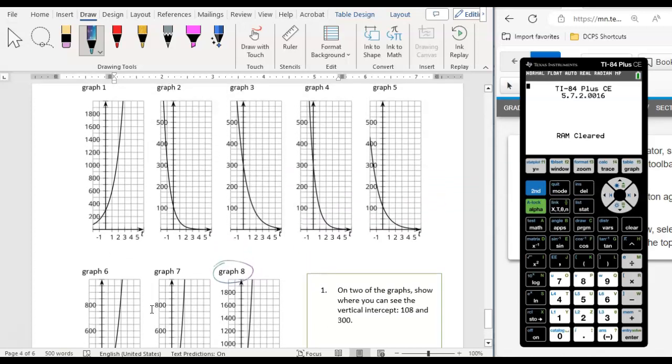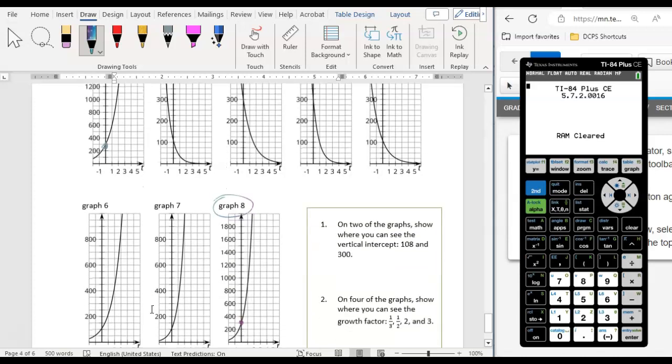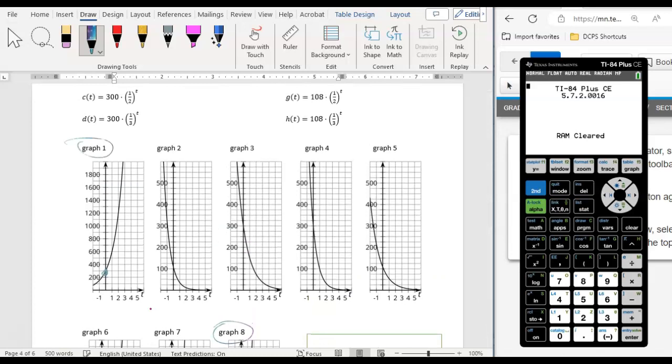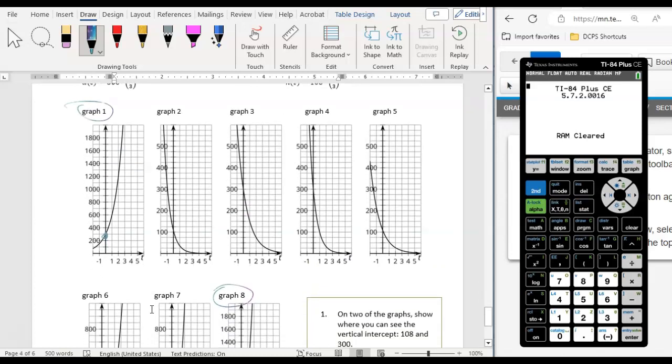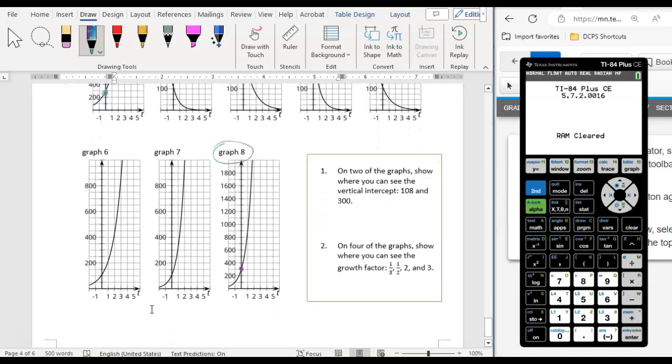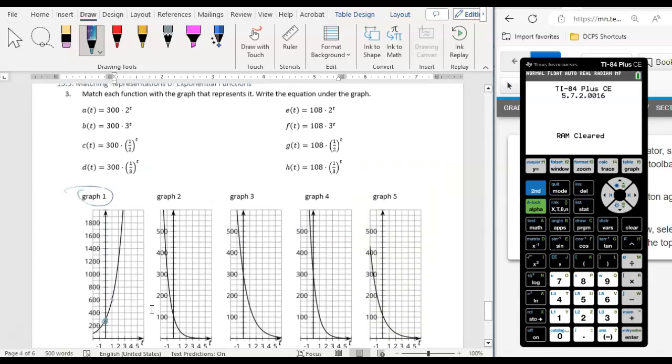increasing. Oh, actually, I'm mistaken. Sorry. There's one here that is at 300 and also increasing. So let's look at graphs 1 and graphs 8 and compare them. So here we go from 300, and then at 1 it is at 600. So that appears to be doubling. Whereas here we go from 300 and then we go to, looks like 900. So this one is tripling.